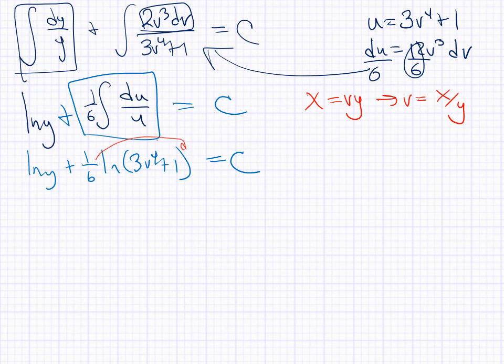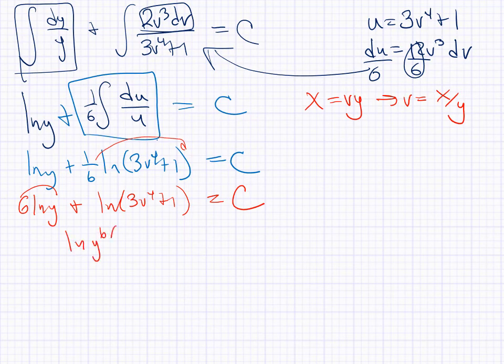But if I multiply everything by 6, I get 6 log y plus log of 3v to the fourth plus 1 equals 6 times c. I'm still going to call it c. Then I bring this 6 in here as a 6th power. I'd rather do a 6th power than a 1/6 power. That's why I did this. And then I can bring these two logs together. So log of y to the 6th times 3v to the fourth plus 1 equals c.